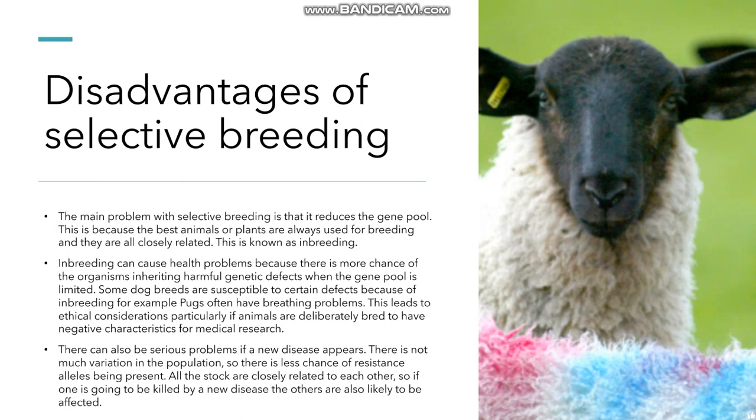Some dog breeds are susceptible to certain defects because of inbreeding. For example, pugs often have breathing problems. This leads to ethical considerations, particularly in animals that are deliberately bred to have negative characteristics for medical research.